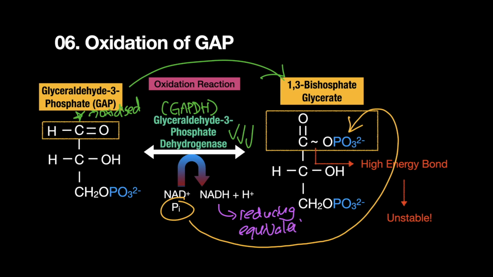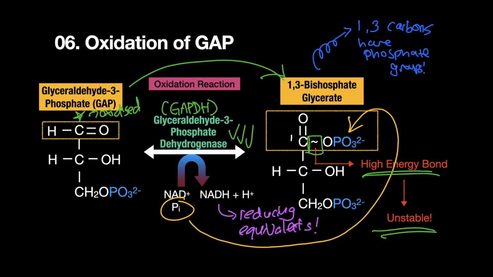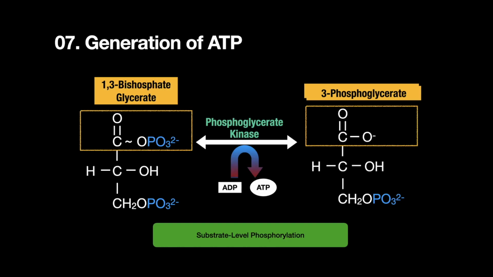Note that at the carbon 1 of 1,3-bisphosphate glycerate, the bond between the carbon and the phosphate group is labeled as a high energy bond. What does it mean? It means that this bond is unstable. And why is that significant? So with a high energy bond that makes the molecule unstable, it will want to get rid of it, right? And that is where phosphoglycerate kinase comes in the next step here.